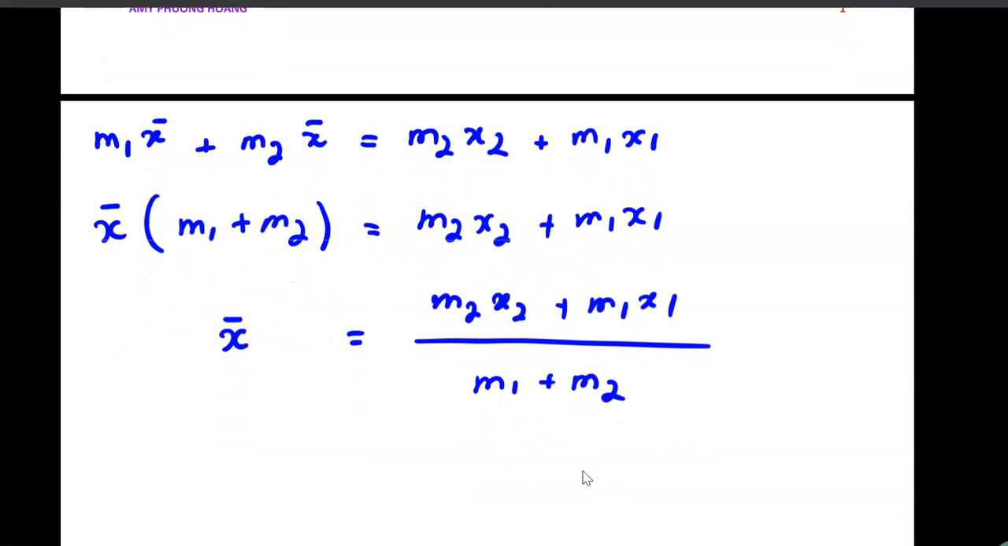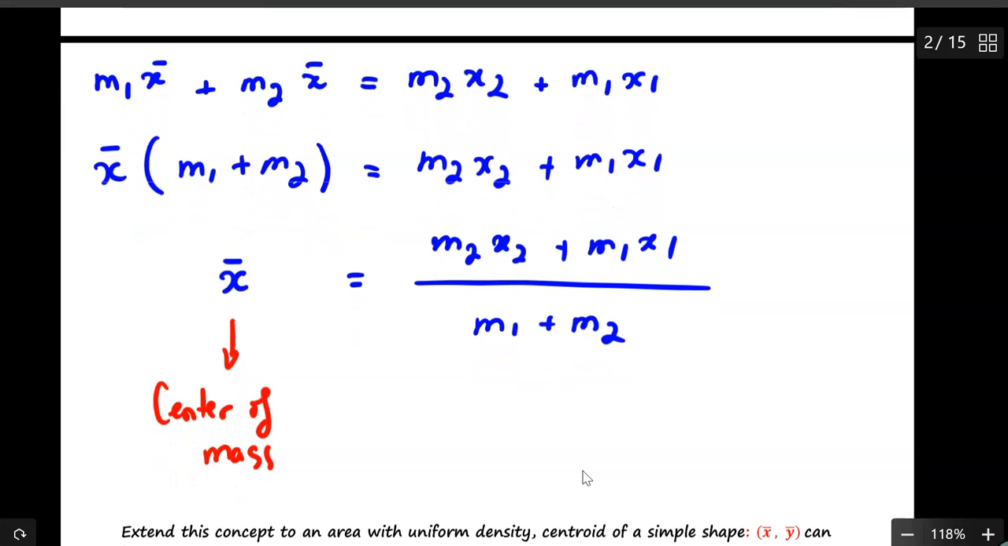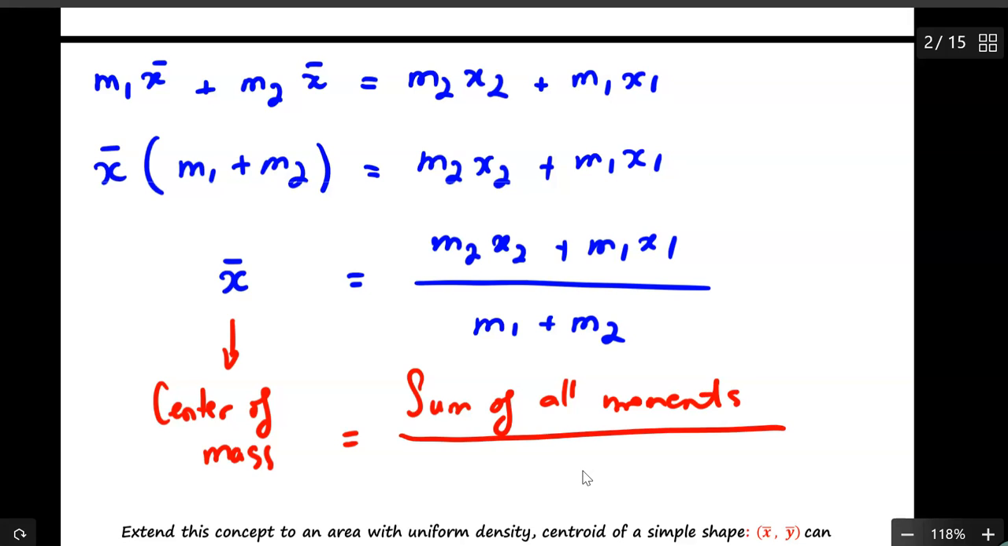Okay, so in the end, this is the center of mass, represented by the x bar, if we project it onto the x-axis. It will be equal to, okay, so this is called the sum of all moments divided by the sum of all the mass.